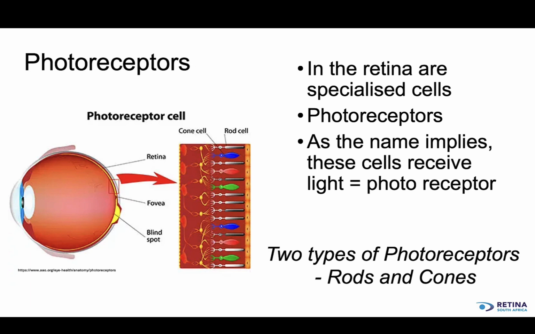And then, just to recap again, in the retina we have these specialized cells called photoreceptors, and as the name implies, these cells receive light. They're light receptors or photoreceptors. There are 2 types of photoreceptors. They're rods and cones. We've already discussed cones, which are the red, green, and blue that receive the different colors. And the rods do not perceive color, but they are very sensitive to the presence of light.